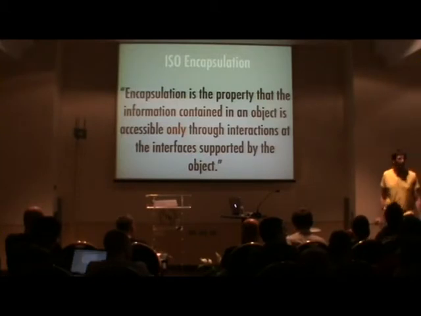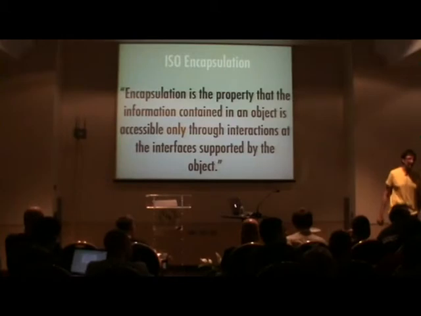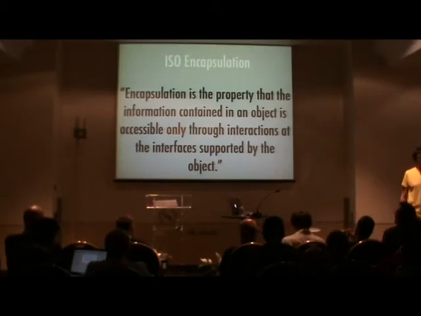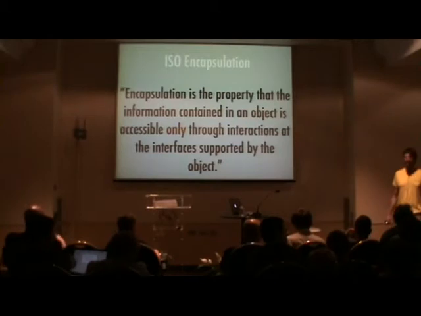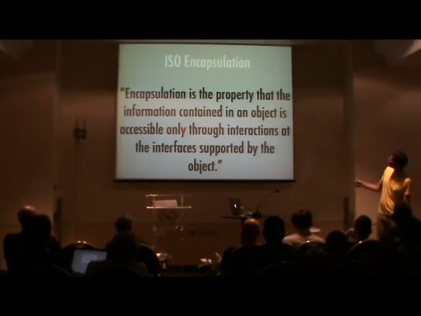I don't understand the question, sorry. The ISO encapsulation says that the information contained is accessible only through the interfaces supported by the object. Yes? Well, you can simply say that using an underscore method, a private by convention method, is not a supported interface. Right, but it's not forbidden. Right. It is possible to use it, but this says only.